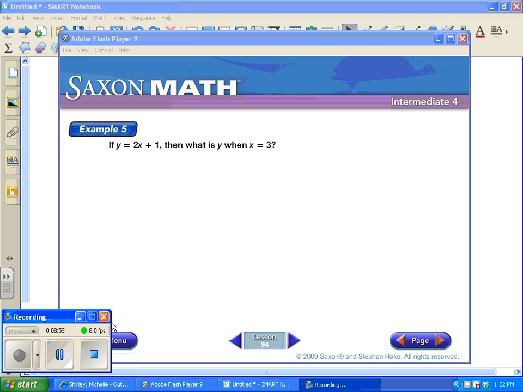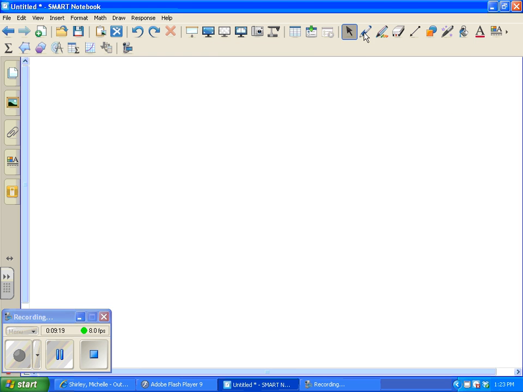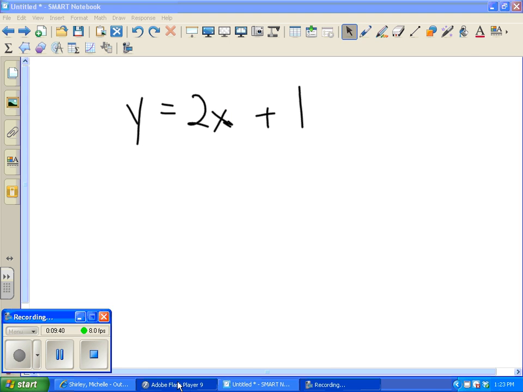Okay, example 5. Okay, we have some more algebra. If y equals 2 times x plus 1, then what is y when x equals 3? So the first step is to just write down the problem on your paper. So I'm going to write y equals 2x plus 1. It's very important for you to know that if you have a number and then a letter next to it, it means you multiply those. Okay, 2 times x, whatever this number is. It means 2 sets of x, okay? 2 x's, if you will, which means multiply.